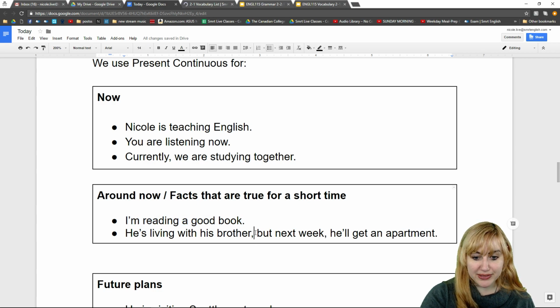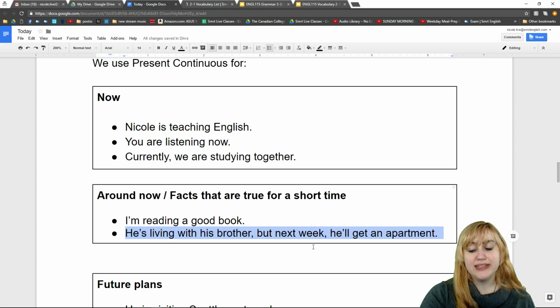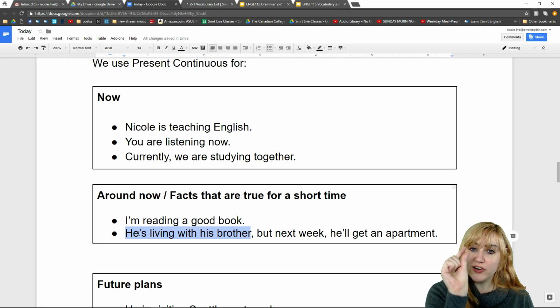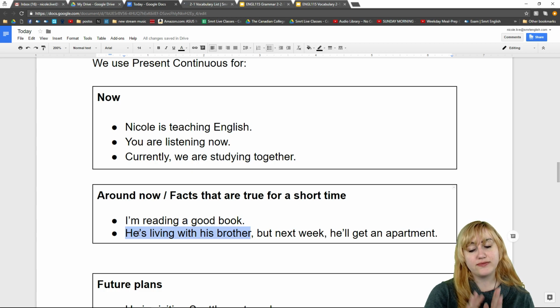We have one more example here. It says, he is living with his brother. But next week, he will get an apartment. So we can use this sentence with present continuous because it's true for a short time. Just this week. Next week, it will be different.